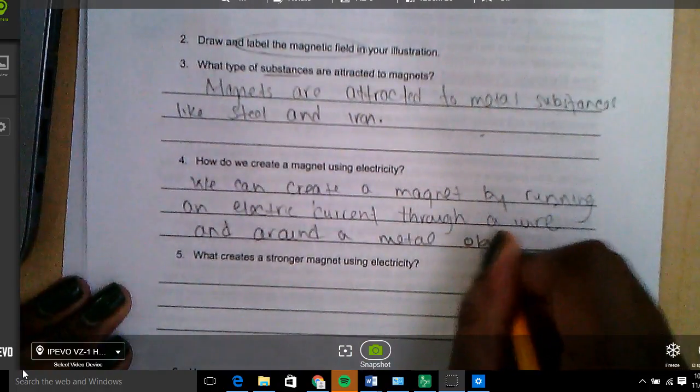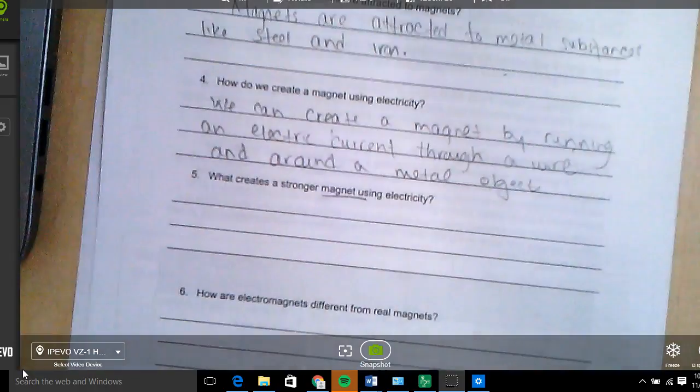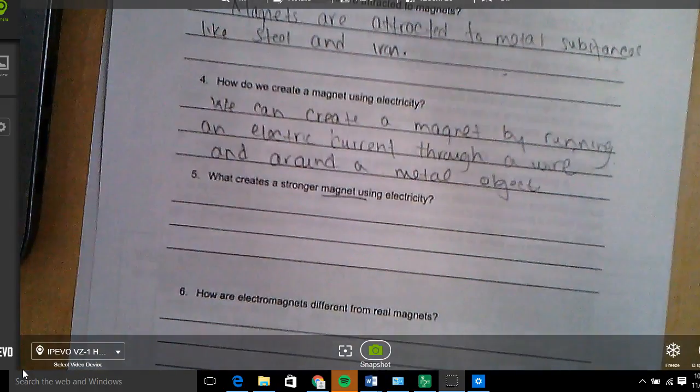So you've got to include both of those pieces in your answer or it's wrong. You have to mention that there is an electric current. However, the electric current has to be wrapped around a metal object. Otherwise, we're not creating a magnet. We're just creating electricity. Go, Imani. Number 5, what creates a stronger magnet using electricity? Dwayne.